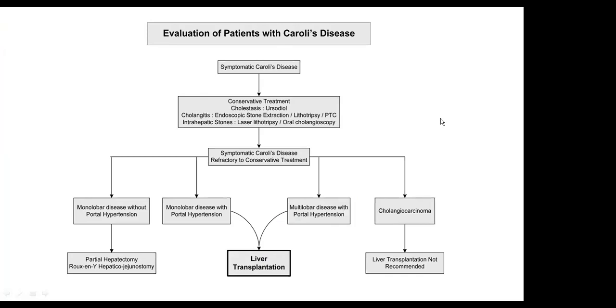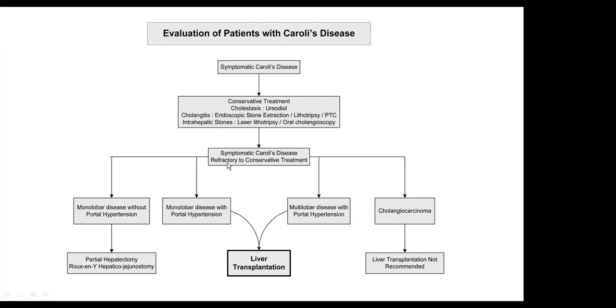So how do we evaluate a patient with Caroli disease? Usually we start with symptomatic treatment. Usually it is conservative. The main problem is the cholestasis, so there will be superadded infection, stone formation, and destruction of the biliary tree, more and more. So we give ursodiol, which is a choleretic that enhances the excretion of bile secretions. Cholangitis can be treated by endoscopic stone extraction, lithotripsy, and PTC.